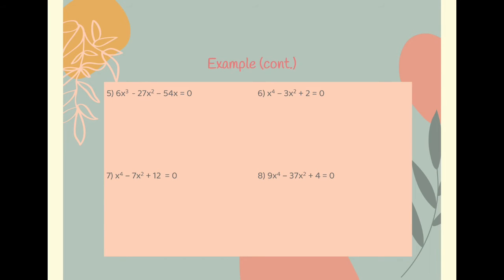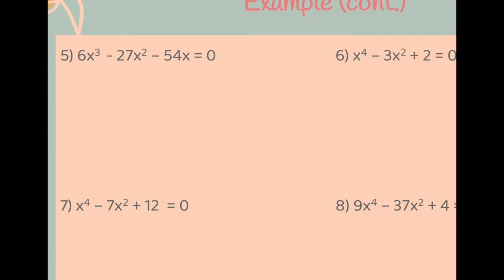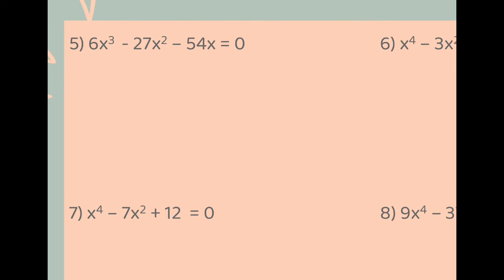Okay, on to the next set of examples. When you look at number 5, again, first thing you always want to check for is, can I factor something out? And this time we can. Each of these are divisible by 3, and each of them are divisible by x.